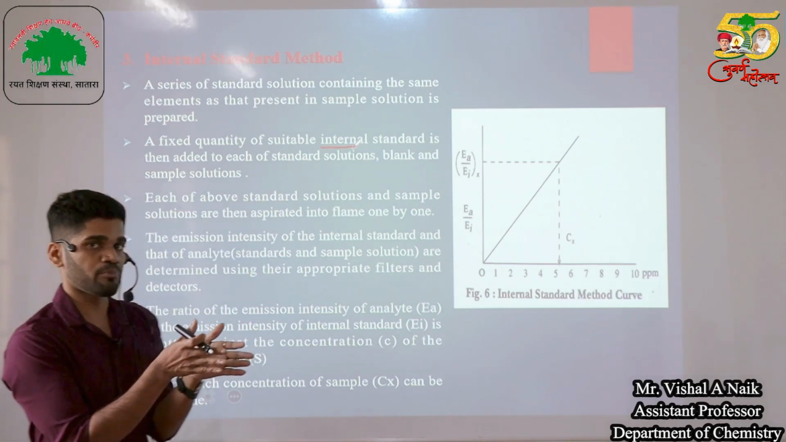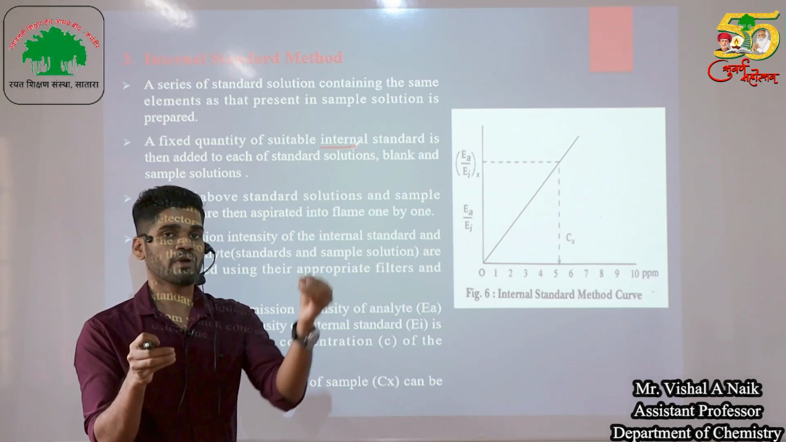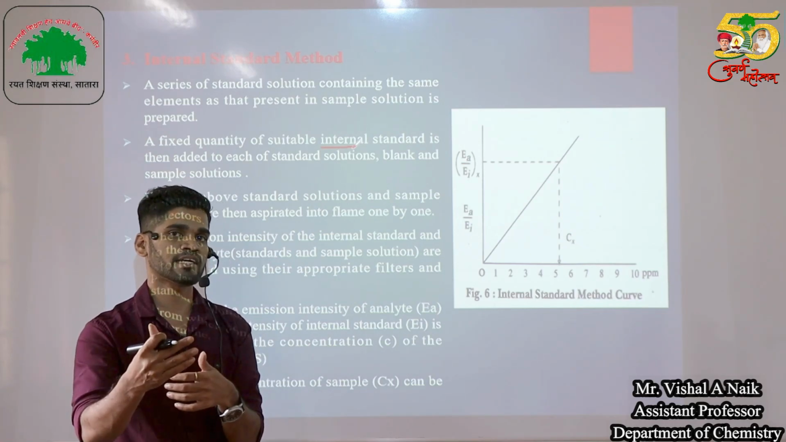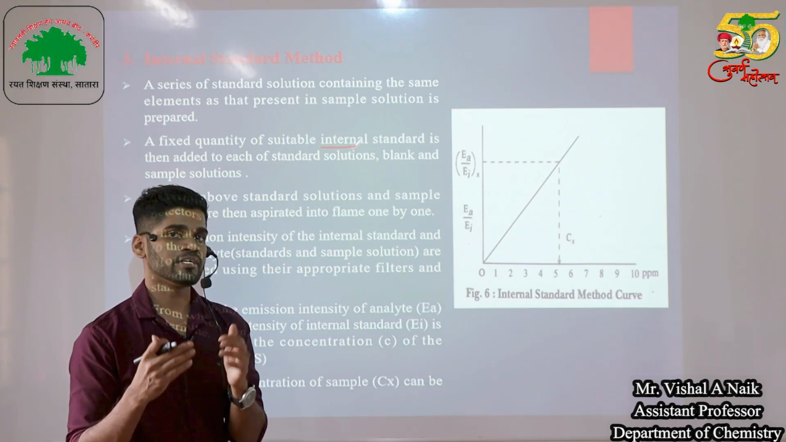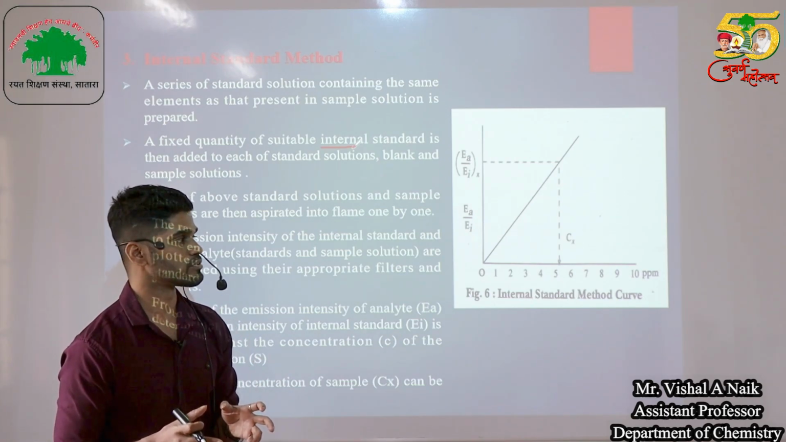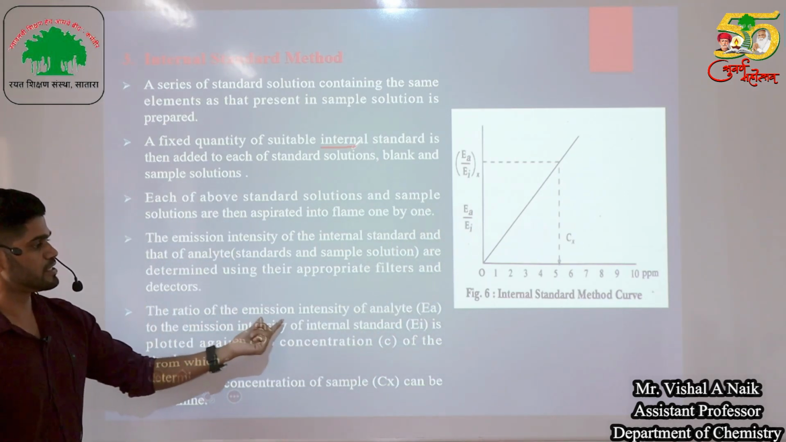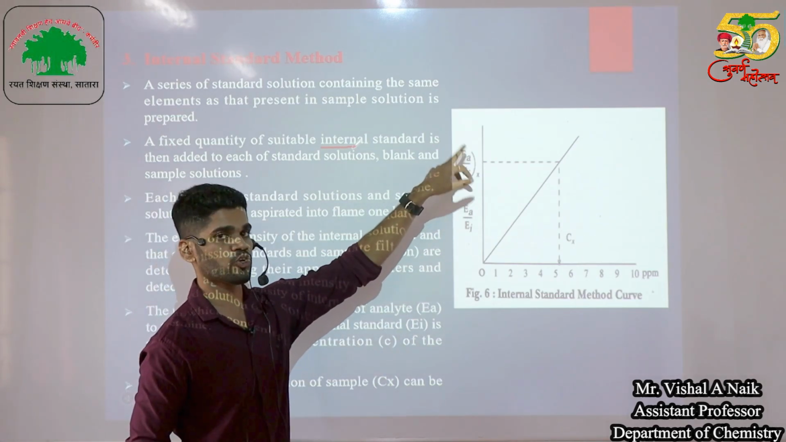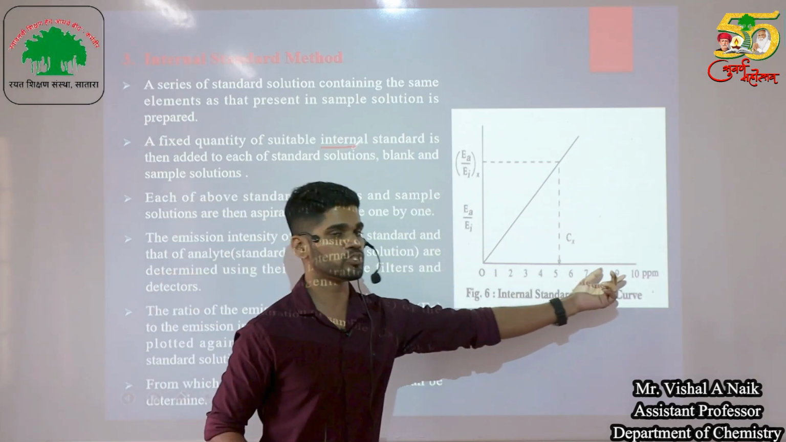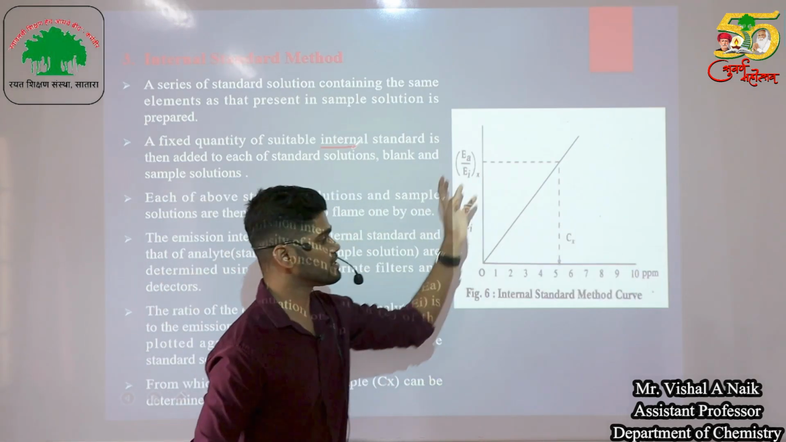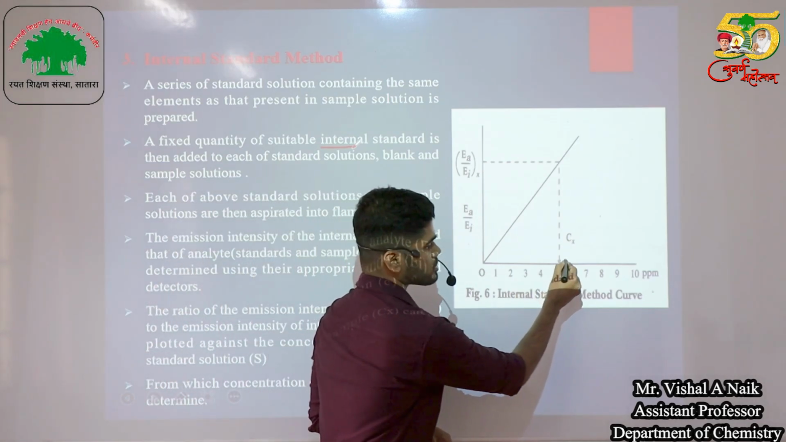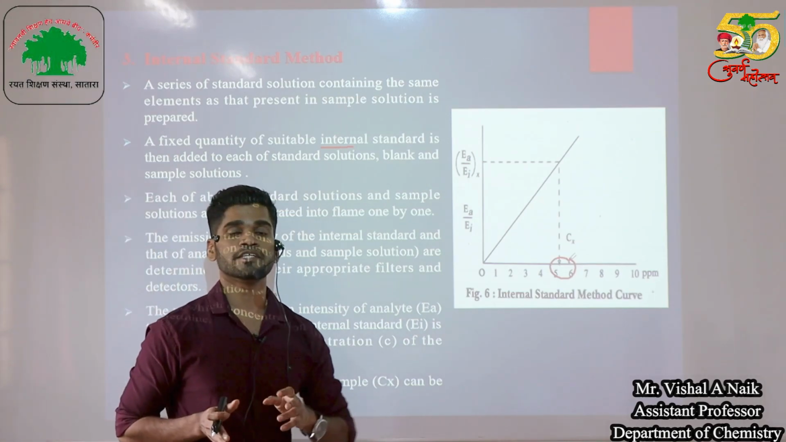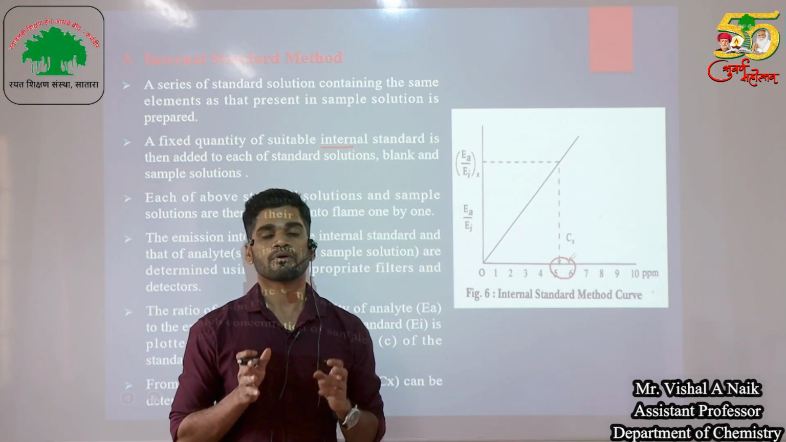So to all the samples which we prepared, the standard solutions, blank, and our sample solution, we have to add the internal standard solution. Then one by one we aspirate them into a flame, and we get the emission intensities. We get the emission intensity of the analyte and the emission intensity of the internal standard. By taking the ratio of those and plotting it against the standard solutions which we prepared, we also get the concentration of the unknown solution. So these are the three general methods to determine the quantity present in the sample solution.